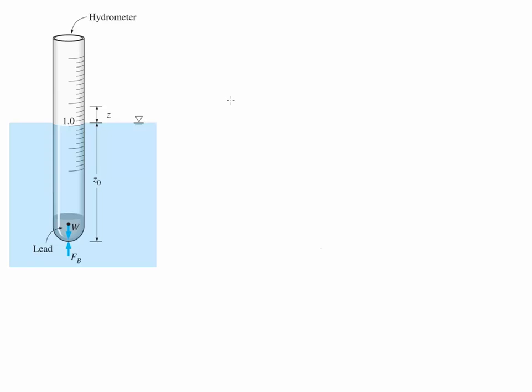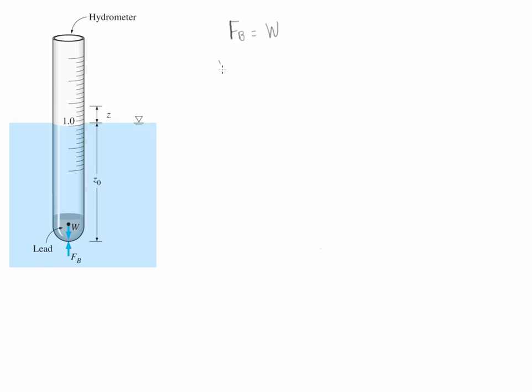To analyze this problem, we're going to neglect the weight of the glass, and also we're going to disregard the curvature at the bottom of the glass. Notice that in the hydrometer we have two forces, the buoyancy force and the weight, and we don't have any other one. Therefore, we could say that the buoyancy force is equal to the weight.